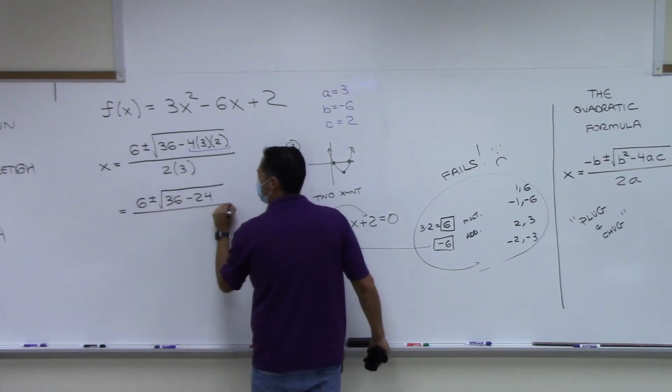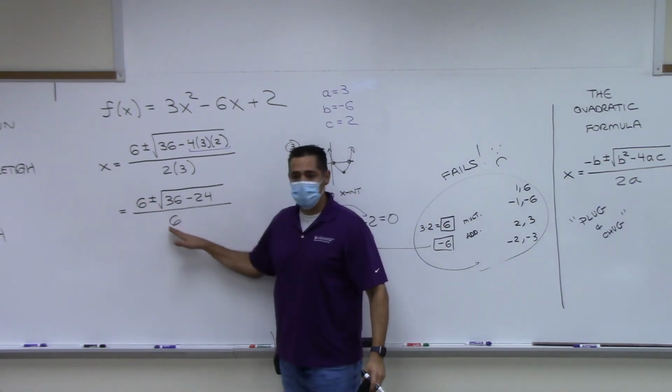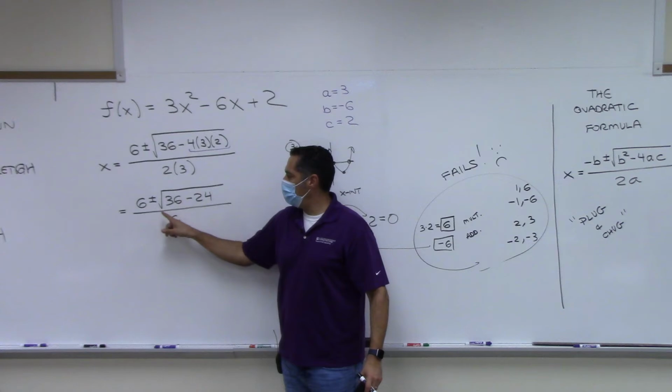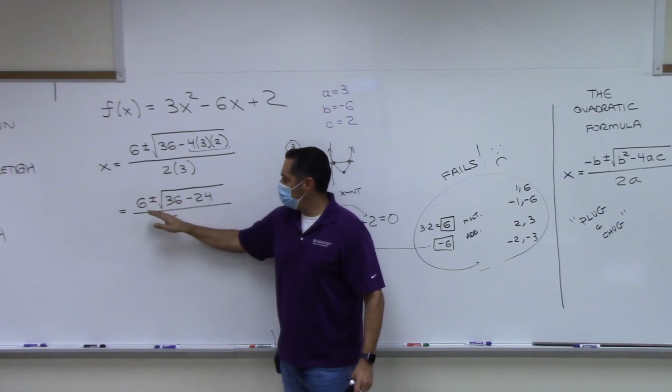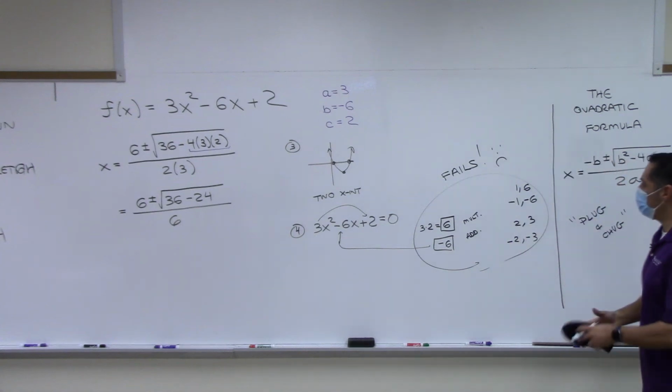Then that whole thing divided by 6. Do not cancel these 6's, all right? Don't do this. You can only cancel a factor if it's in all of them, right? So do not do that. It's a very common mistake. Students will see that 6 and want to cancel. It's kind of like this.